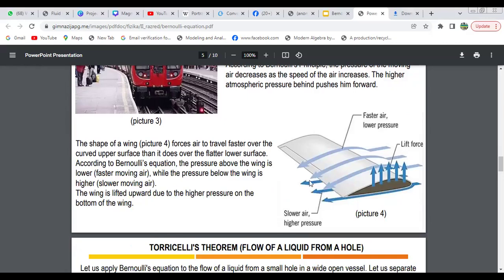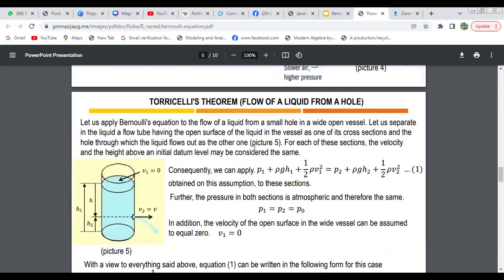So this is the shape of a wing, and in this picture, air travels faster over the curved upper surface than it does over the flatter lower surface. According to Bernoulli's equation, the pressure above the wing is lower for the faster moving air, while the pressure below the wing is higher for the slower moving air. The wing is lifted upward due to the higher pressure on the bottom of the wing. This is a real life example of Bernoulli's equation. And this is Torricelli's theorem we discussed in our previous slide. Applying Bernoulli's equation, we can derive this one.